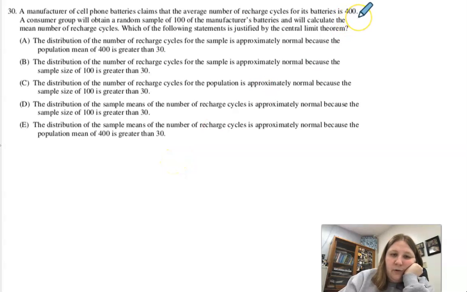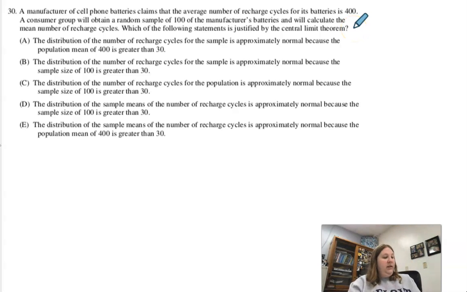So they're claiming that 400 is the number of recharge cycles, and they want to know how the central limit theorem applies. In general, the central limit theorem tells us about the distribution of x bar, the sampling distribution of x bar. It does not tell us anything about the original population.